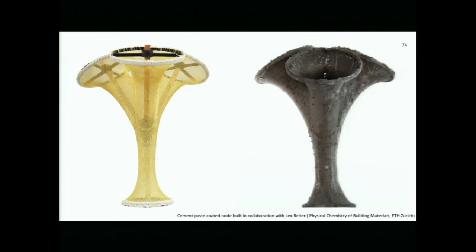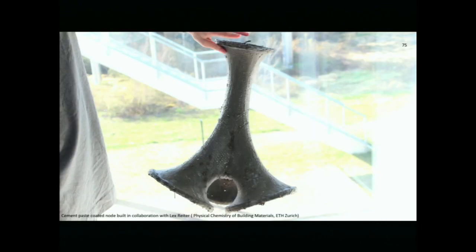Furthermore, I would like to take you back to the construction part, because this is what we're doing it for. So what we have done with the node is coat it with a special cement paste, which has been developed by Lex Reiter, my colleague from the Physics, Chemistry, and Building Materials group at ETH Zurich. And this freezes the geometry in a very thin and incredibly light formwork. This can then be used as a formwork for further processes, and we have investigated this with the latest result, that of a bridge.